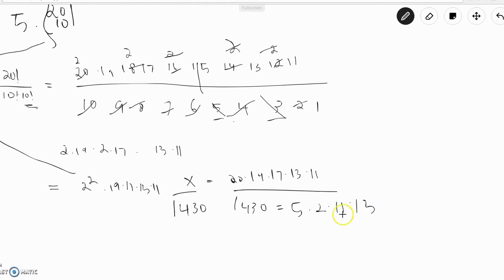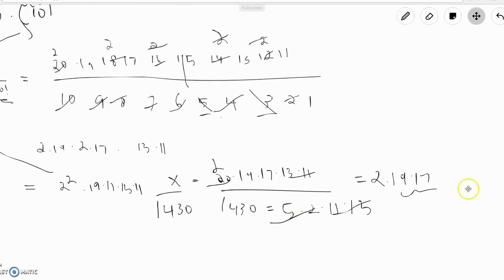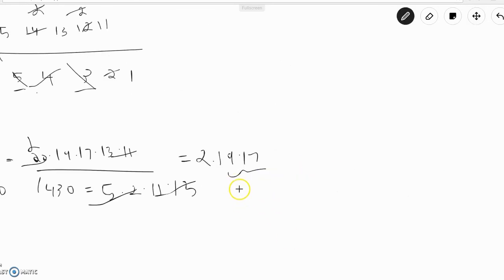The 11s and 13s cancel out. The 5 times 2 is equal to 10. 20 over 10 is equal to 2. And we're left with x over 1430 is equal to 2 times 19 times 17. 19 times 17 is equal to 18 squared minus 1, which is equal to 323. And thus, x over 1430 is equal to 2 times 323, which is equal to 646.